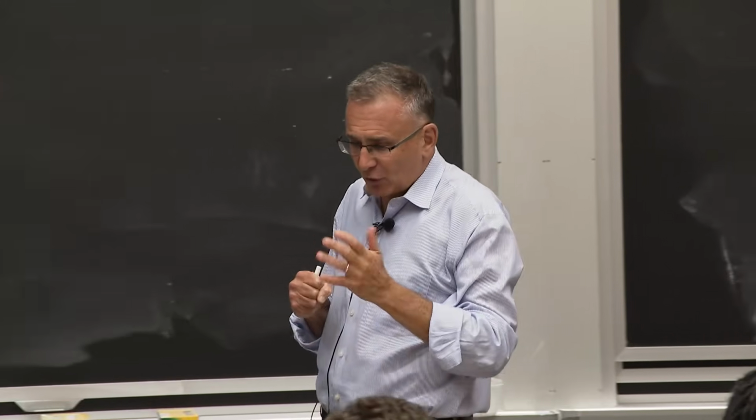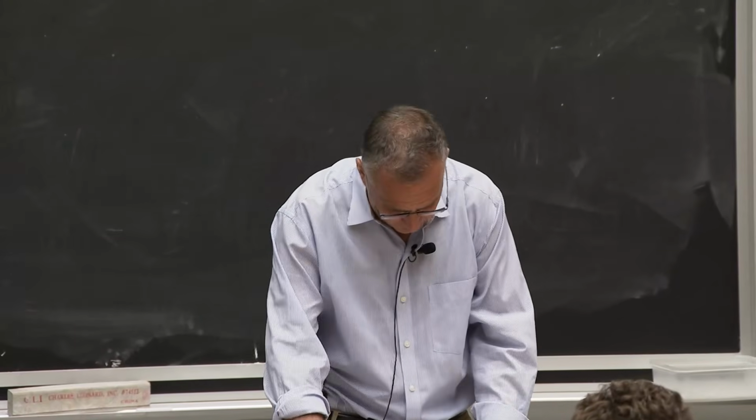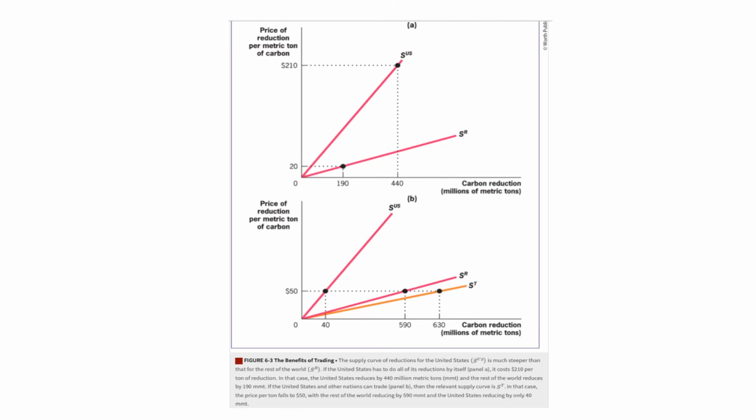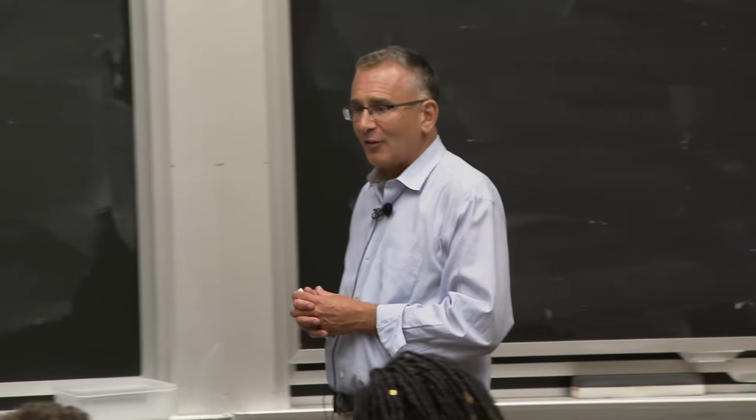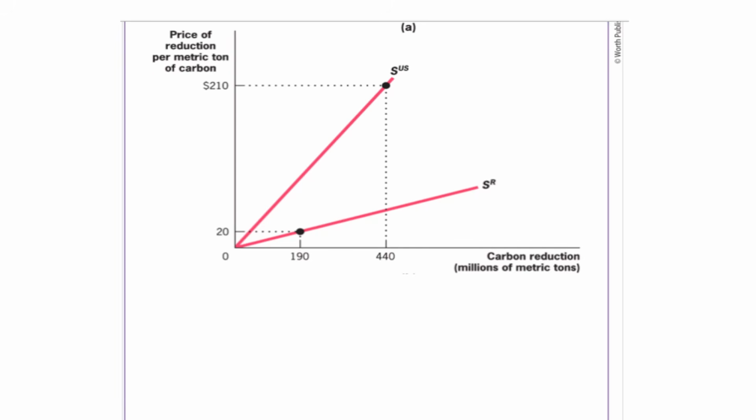So to make this sort of a simple example, let's go to figure 6.3. And let's think about the world as being the US and the rest of the world. That's how US people think about it anyway, so we might as well do it. Okay? We've got the US and the rest of the world. And let's say there's two marginal cost curves, supply curves. This is the graph for pollution reduction. So the supply curve is the marginal cost of pollution reduction. You've got a US curve and a rest of the world curve.